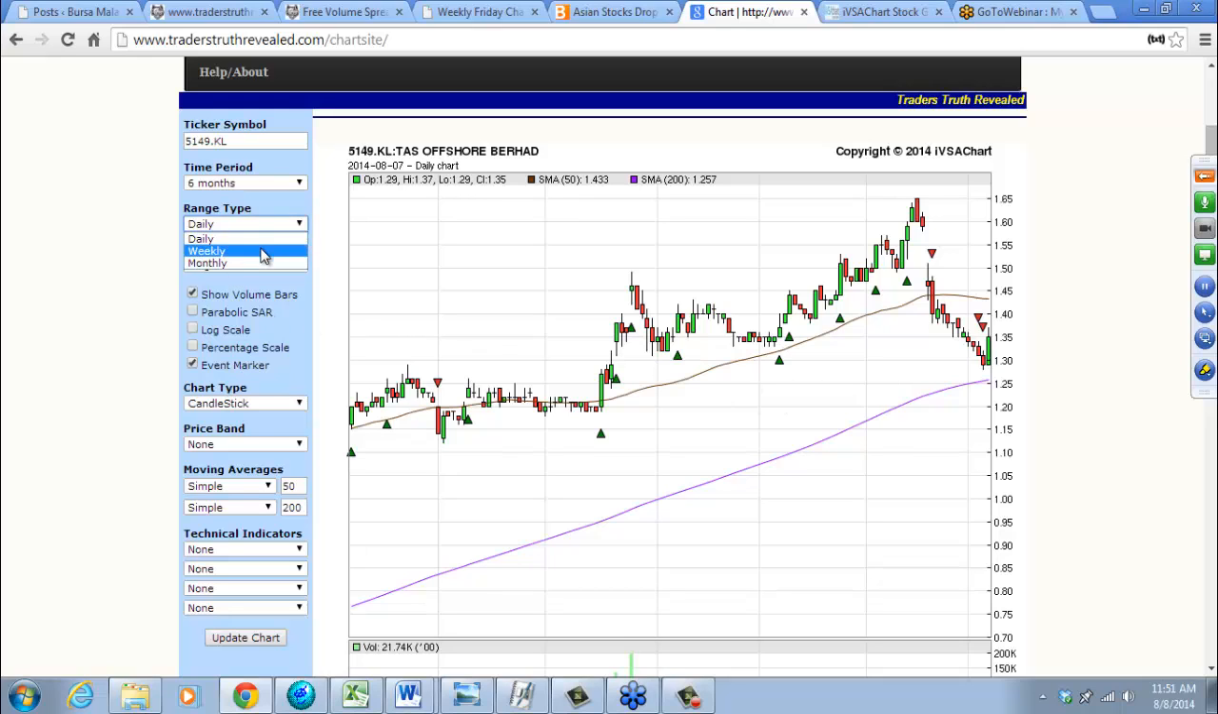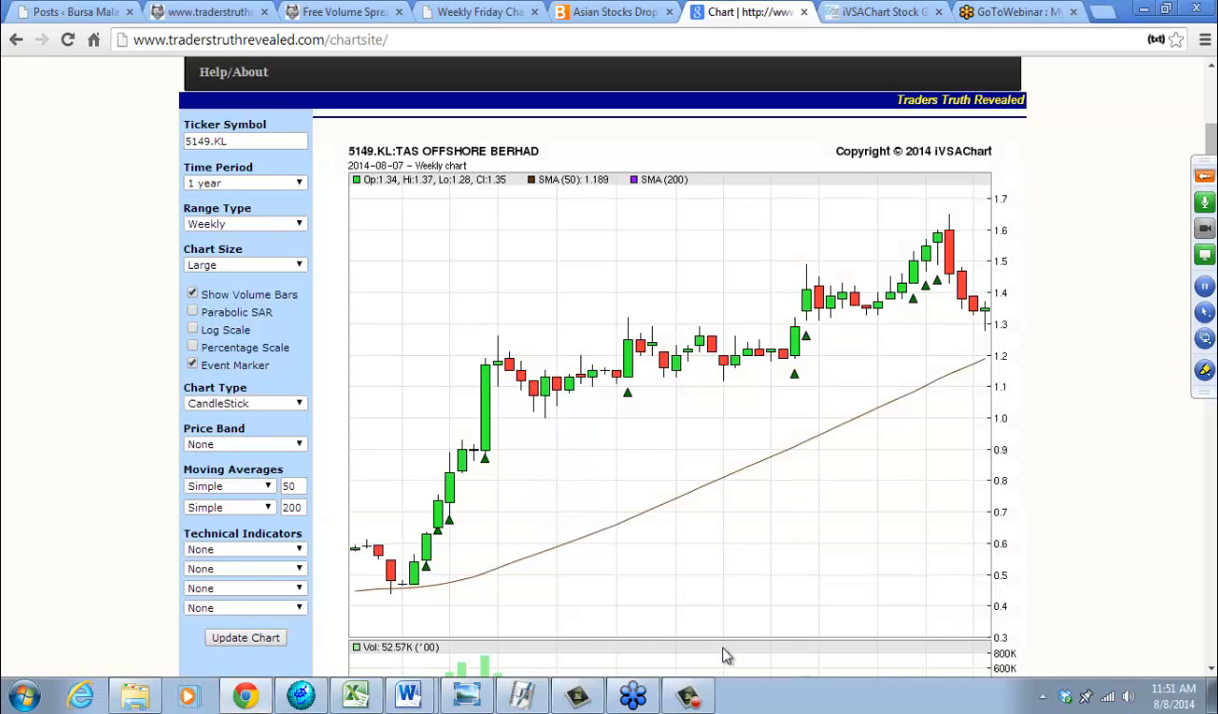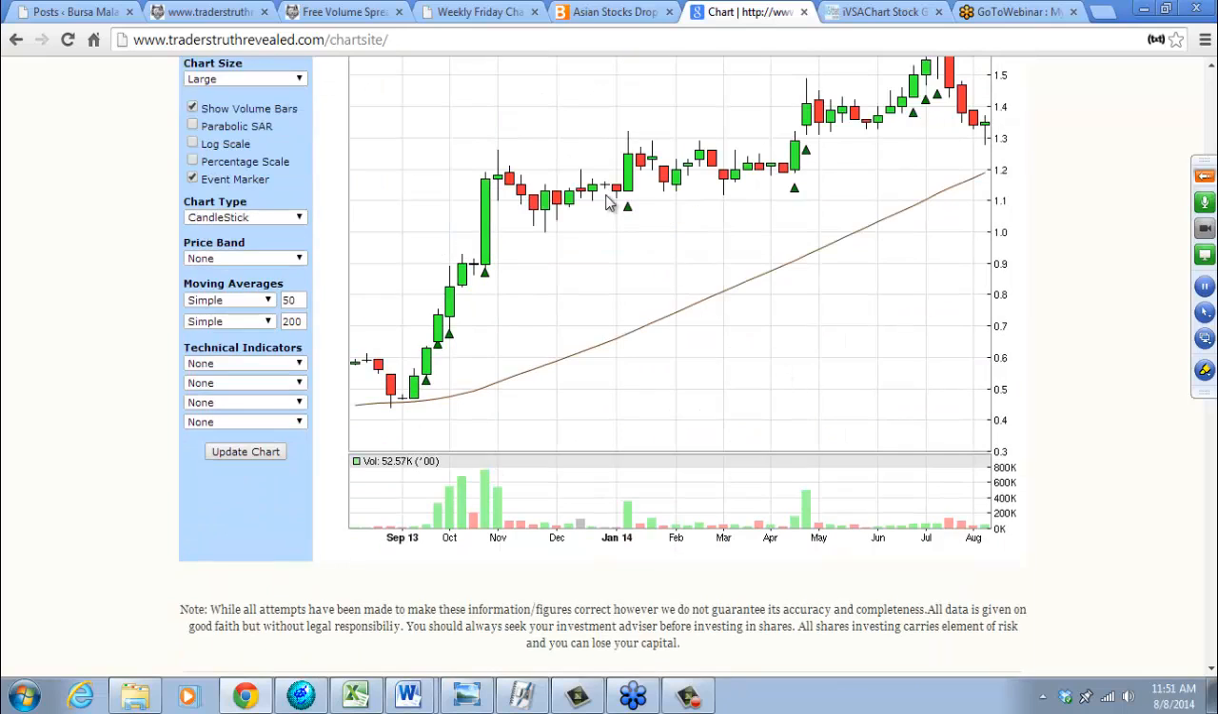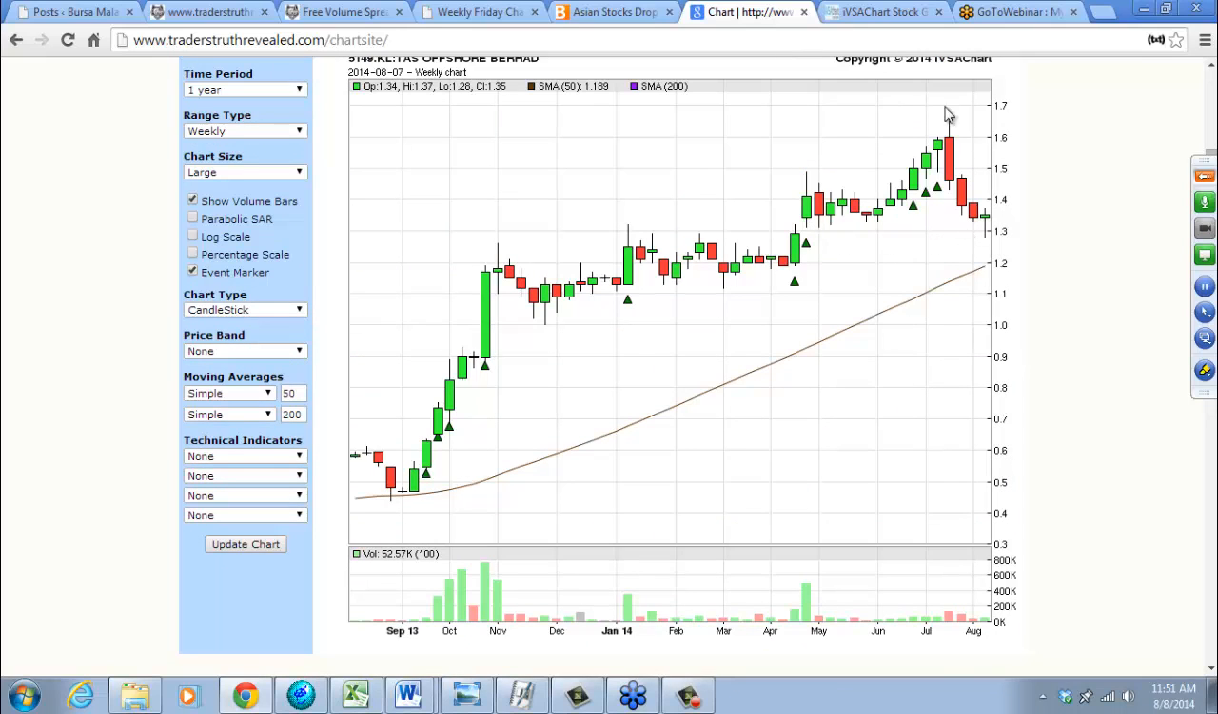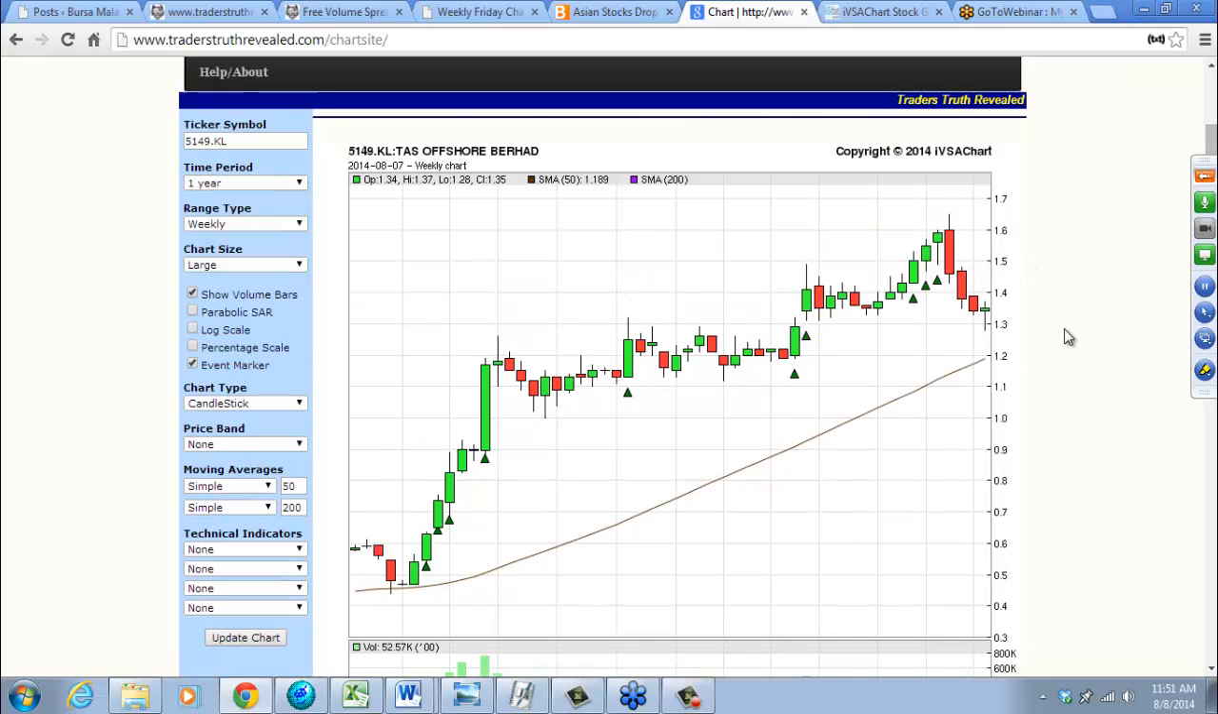Let's look at the weekly chart and go back 1 year further down. You can see it's pretty much going back to the support there. It may linger around for a while. You've got a 3-month breakout, so probably another 3 months. If you can hold on for 3 months for TAS, then I suppose it's okay to hold it. Linda, I think you bought this one, right?